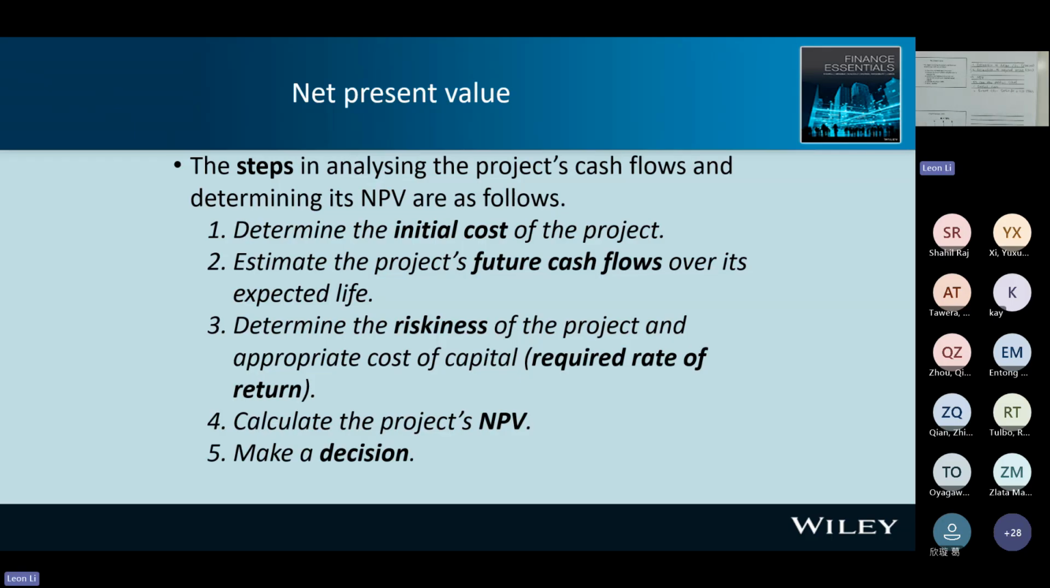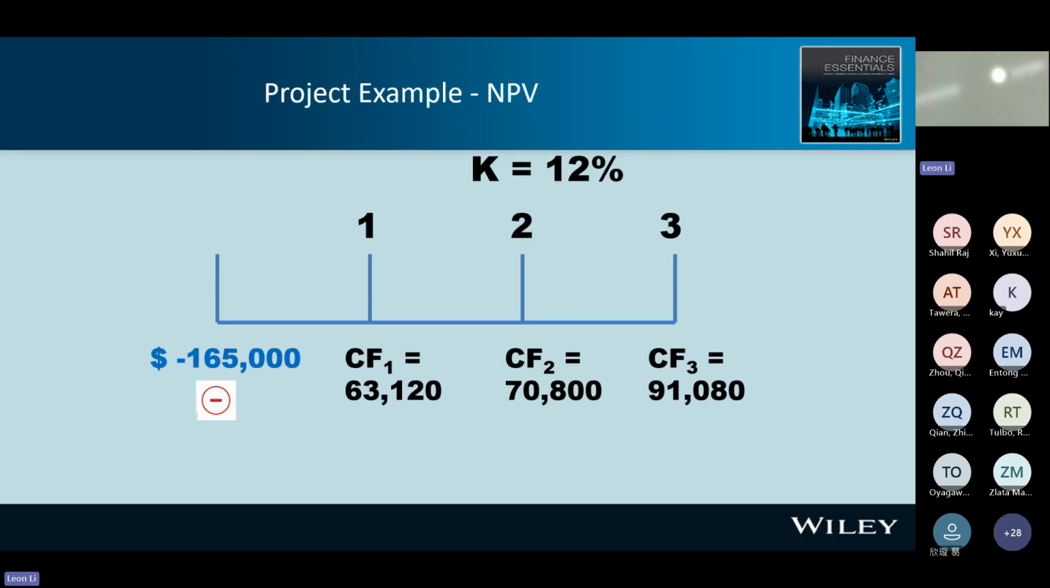Okay, so if you know the steps to do the NPV, now we would like to give you an example. You can see the calculation should not be a problem. We give you the example of a three-year project. We have CF1, CF2, CF3, equal cash flows. Of course, you need to do the estimation, but here we give you the cash flow directly. K, the cost of capital, is 12%. The initial cost is here. So how to do the NPV?